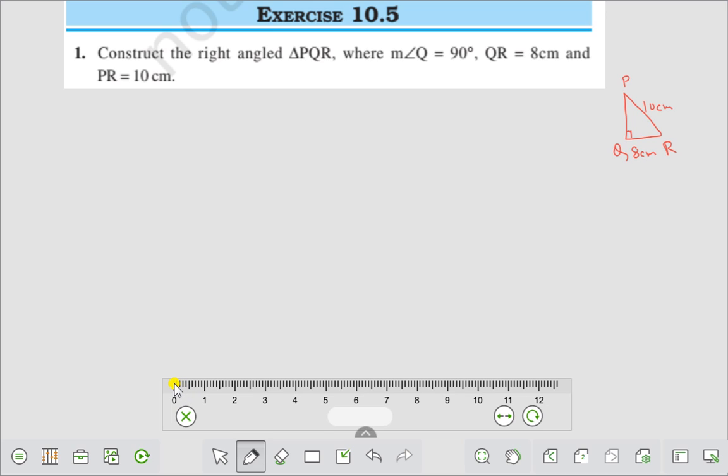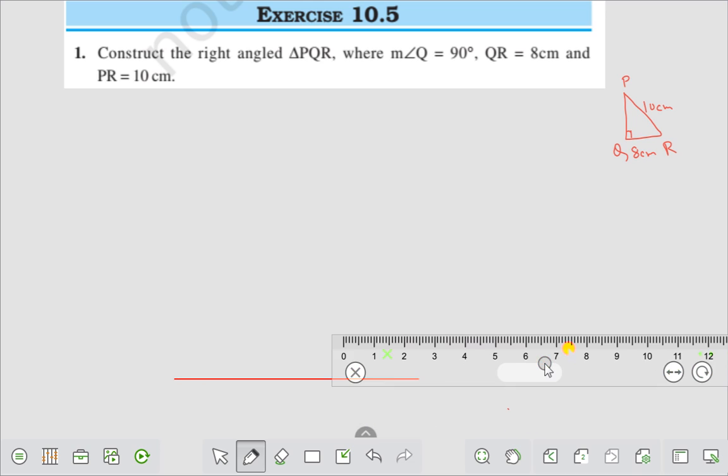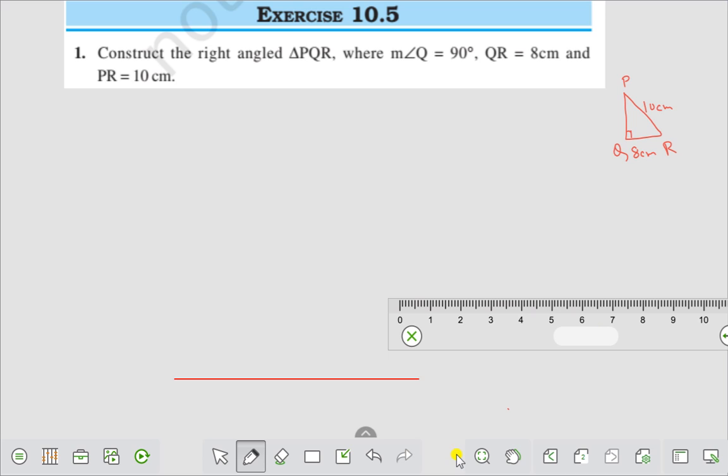Now you see we are taking a line 8 centimeters long. 6, 7, here see 7.9. Yes, this is exactly 8 centimeters, right? And we write the name of this line. Suppose this is point Q and this is point R. This is 8 centimeters.